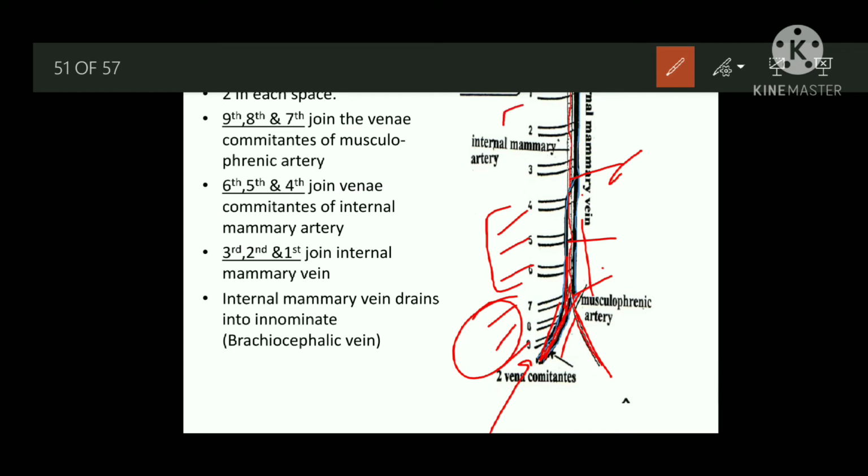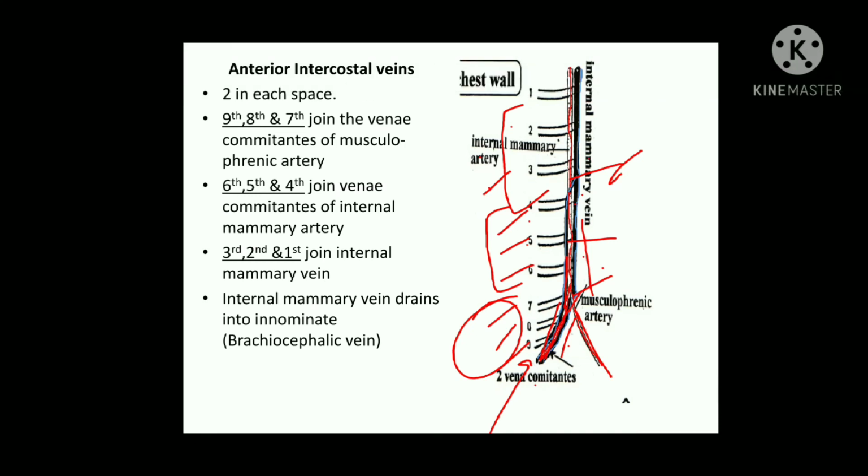So, from the first, second, and third anterior intercostal veins, they drain into the internal thoracic vein. So, 7, 8, 9 drain into the venae comitantes that run along the musculophrenic artery. From the fourth, fifth, and sixth drain into the venae comitantes that run along the internal thoracic artery, and from the first, second, and third drain into the internal thoracic vein.